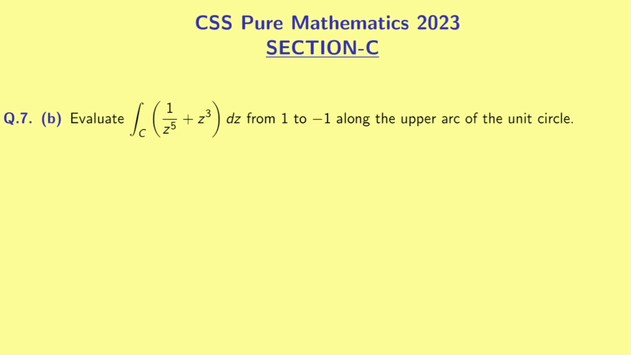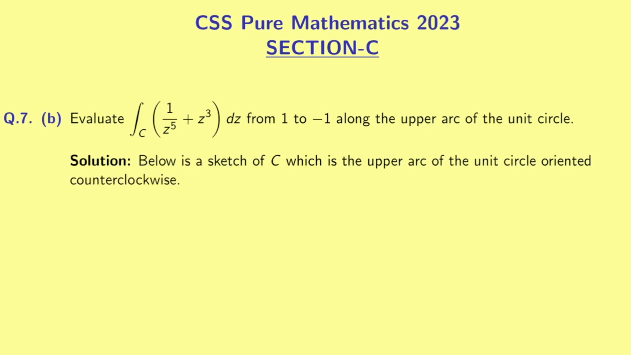So the question asks us to evaluate this contour integral of the function 1 over z to the 5 plus z cubed, where C is the upper arc of the unit circle oriented from 1 to minus 1. So let us begin. First, we sketch the curve over which we want to integrate.